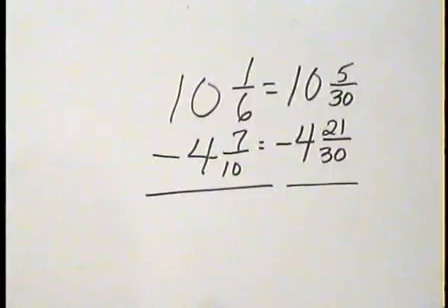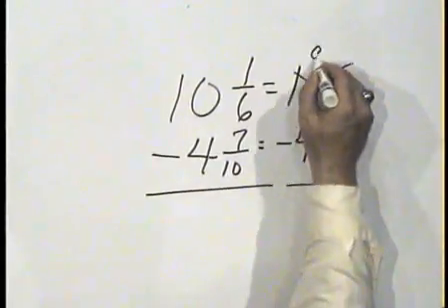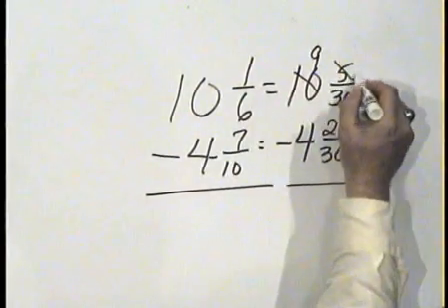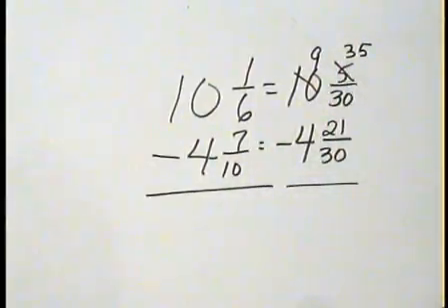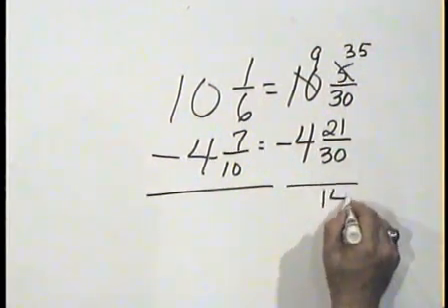Can I subtract? Not without borrowing, because 5 minus 21 cannot be done. So what shall I do? Borrow from the 10. I have 9. 30 plus 5 is 35. And again, you can double check that 9 and 35/30 is the same as 10 and 5/30, which of course is the same as 10 and 1/6. Now I can subtract. 35 minus 21 is 14.